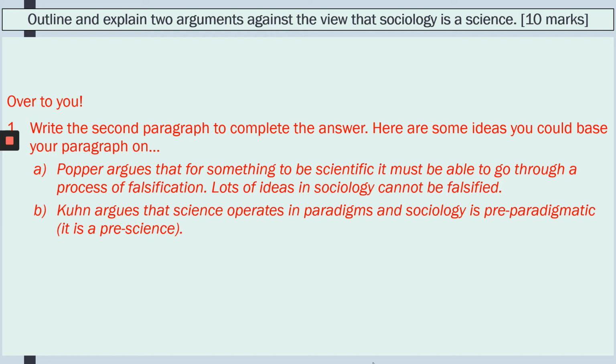Don't write about both of these in the same paragraph, because all that will happen is you're listing ideas. Really what you need to do is take one of these ideas and fully explain it.